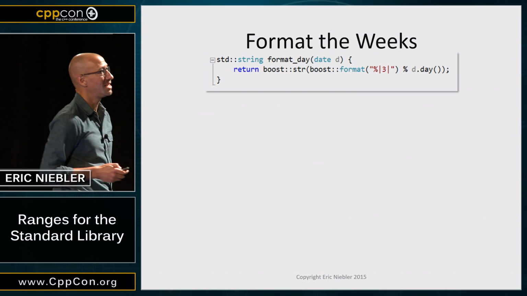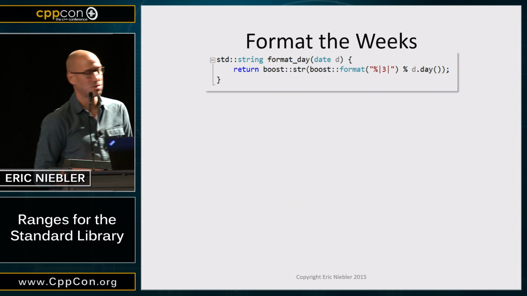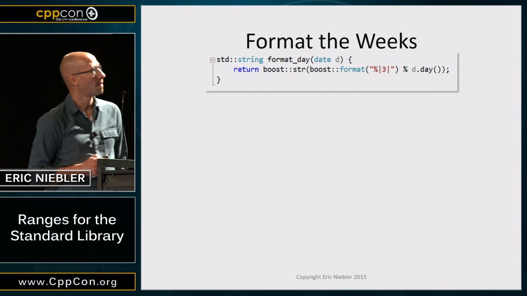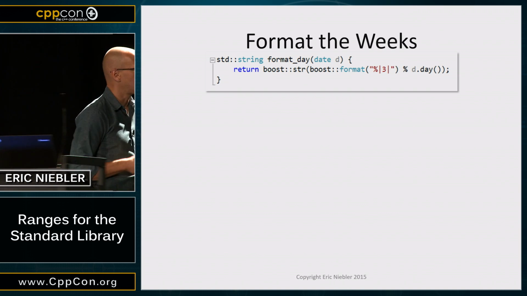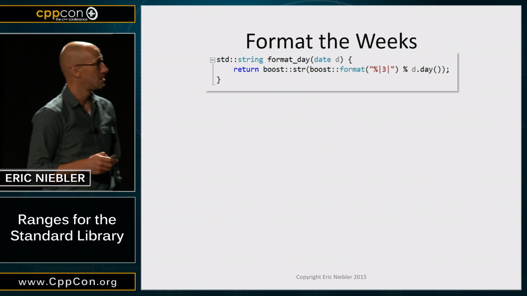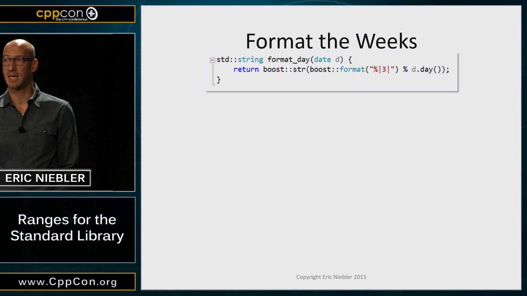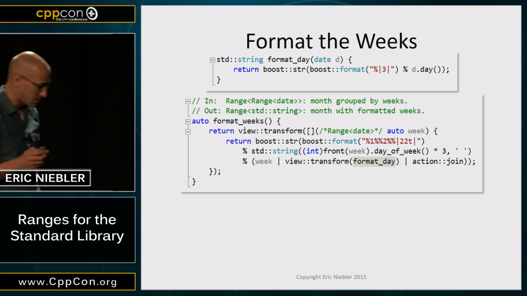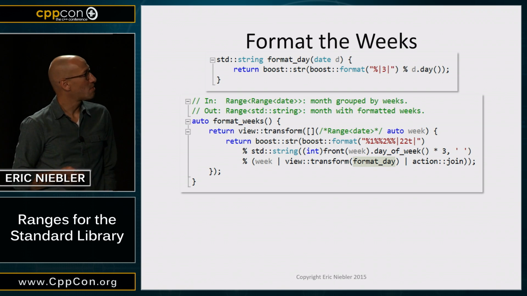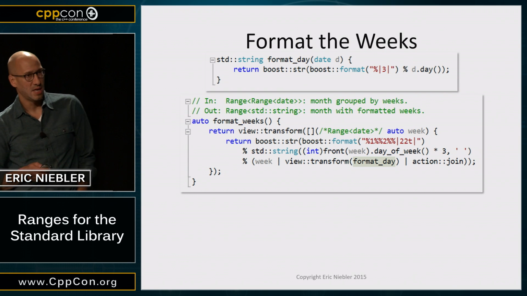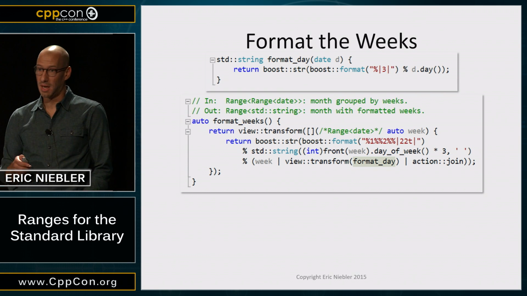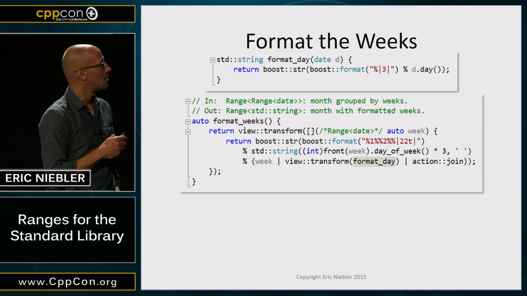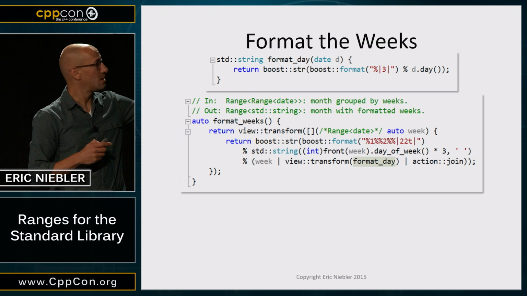So here's how you format a day. I want to format a day into a field that's 3 characters wide. That's what we do. You pass in a date, you pull out the day, you format it, you return a string. It's a function that takes a date, returns a string. Now, okay, this one takes some work. Formatting weeks. This is going to be an operation that takes months. It transforms each week in the month by formatting the week.